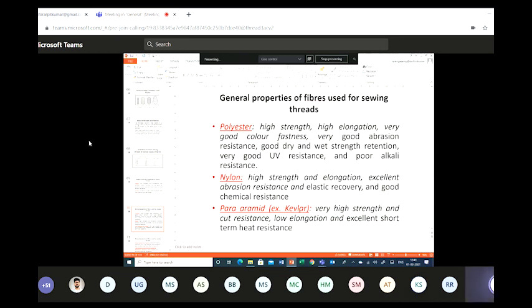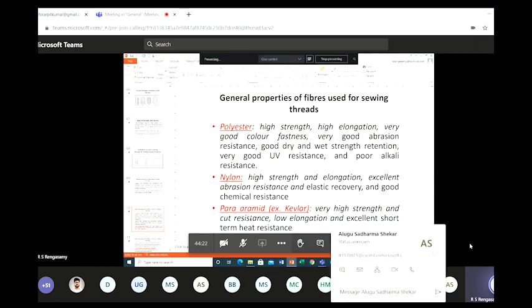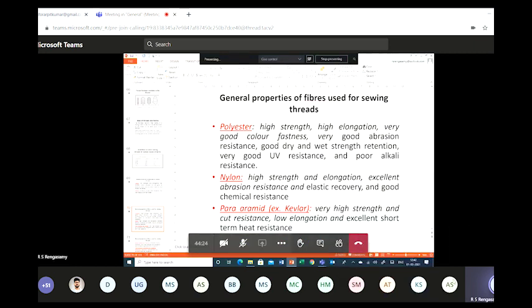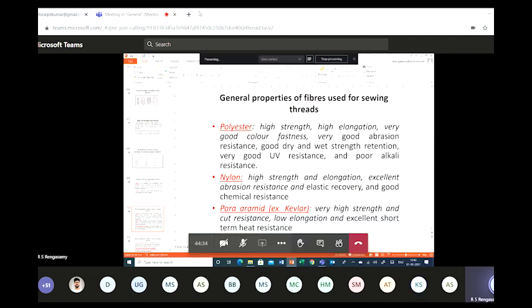So para-aramid thread is basically Kevlar trade name manufactured by DuPont, and it is one of the materials which has very high strength, and they have very good cut resistance. So in public places, stitching up fabrics, one has to use cut resistance. Cut resistance is one of the most important things.